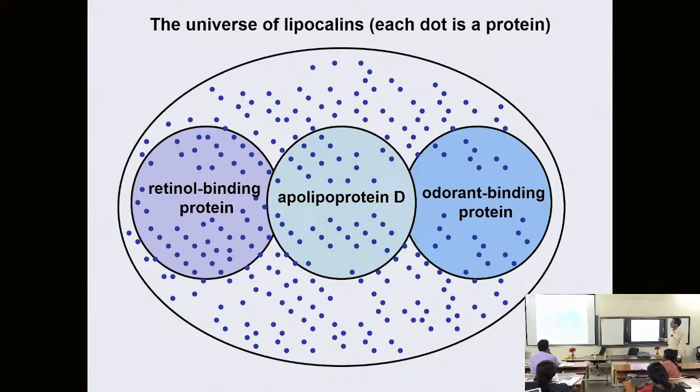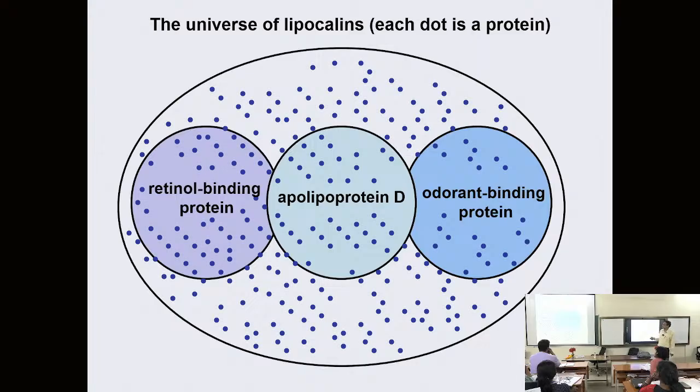The whole idea is that retinol binding protein, apolipoprotein D and the others are all lipocalins. Retinol binding protein may hit apolipoprotein D first because they are closely related, but it may still hit odorant binding protein, though the e-value will be higher. So you will wonder whether you should include odorant binding protein in the list of homologs of retinol binding protein or not, because the e-value is high.